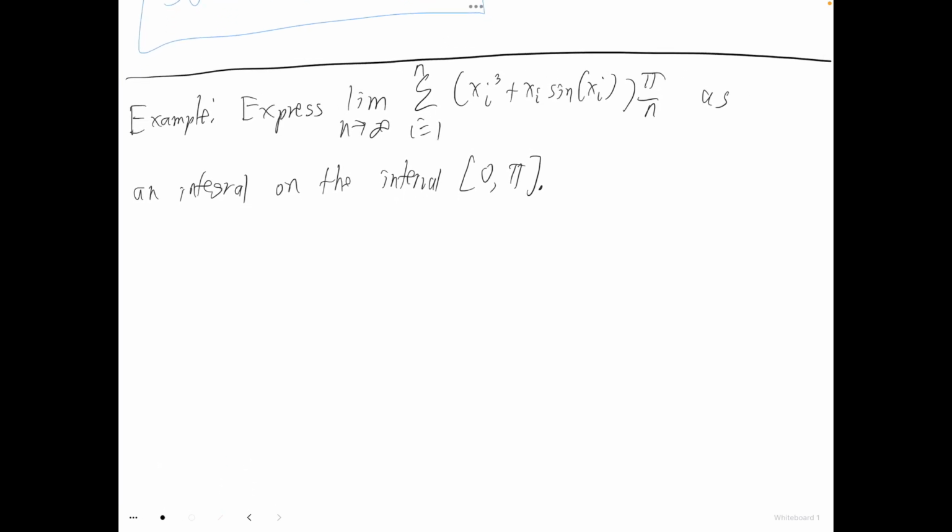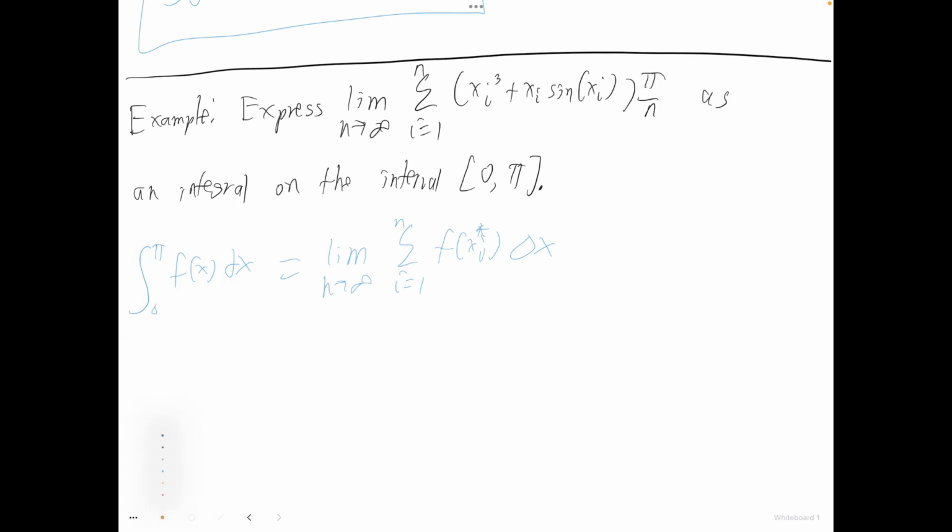Okay, and so what we want to do is find the integral from 0 to pi of some function f of x dx. The key here is to figure out basically what is f of x. Well, we know this is the limit as n goes to infinity of the sum from i equals 1 to n of f of x sub i star times delta x. And so we kind of pattern match is what we do.